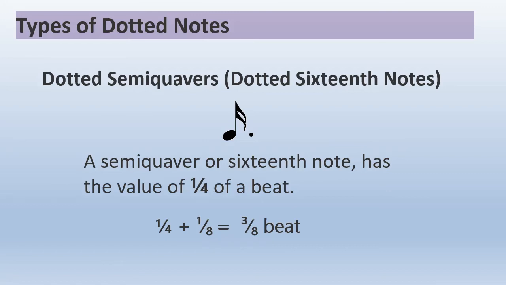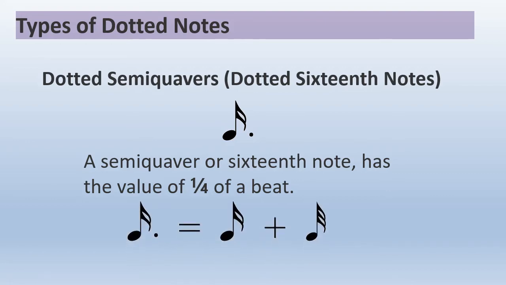So that gives us 3/8 beats, because the dot is now represented by 1/8, and the note that has 1/8 as its beat is the demisemiquaver in this example. So we have it as the dotted 16th note is equal to the 16th note plus the 32nd note, or the demisemiquaver.